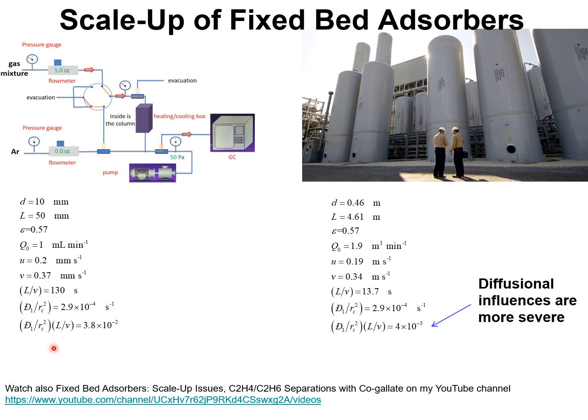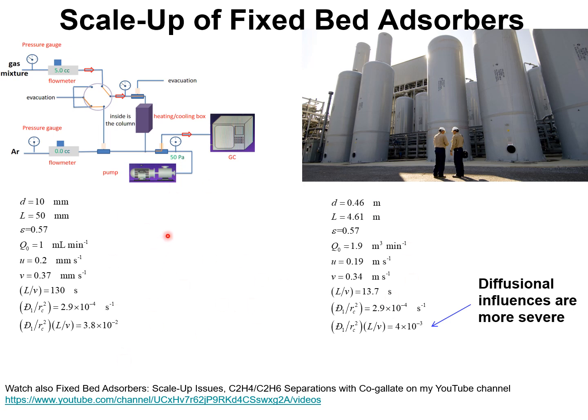Usually we associate diffusional influences with the parameter called the diffusional time constant, that is the ratio of the Maxwell-Stefan diffusivity of component 1 to the square of the crystallite radius.